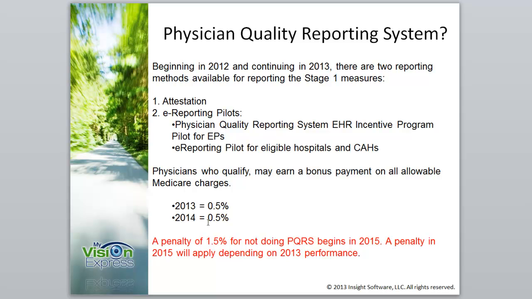So in 2013, it's 0.5%, and 2014, same thing, 0.5%. As I mentioned before, a penalty of 1.5% for not doing PQRS begins in 2015. A penalty in 2015 will apply depending on your 2013 performance.